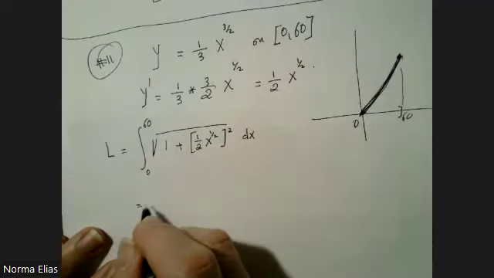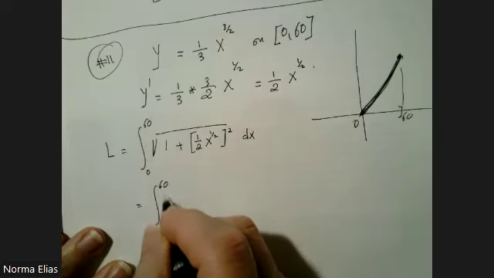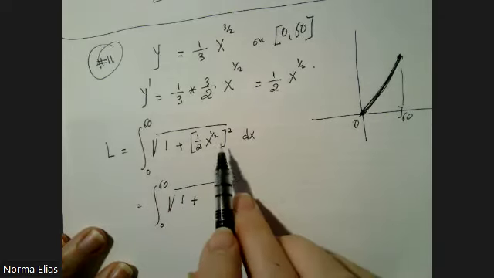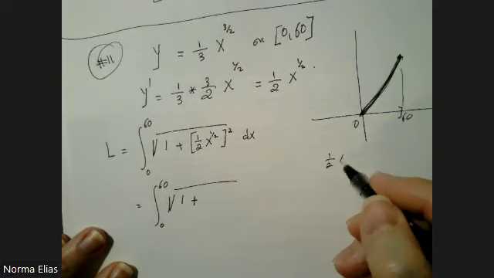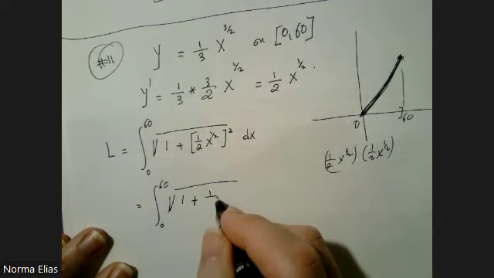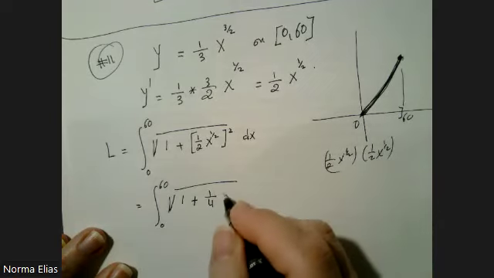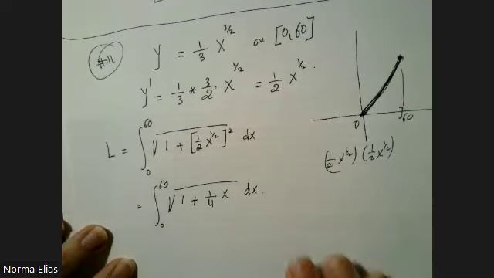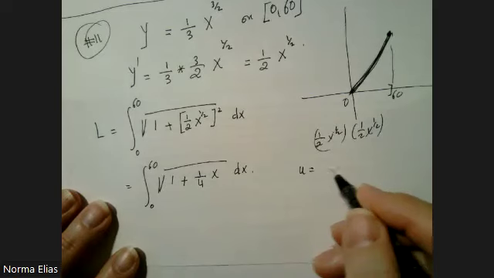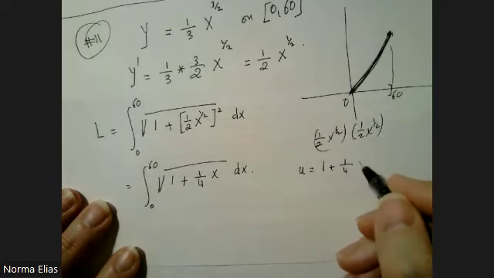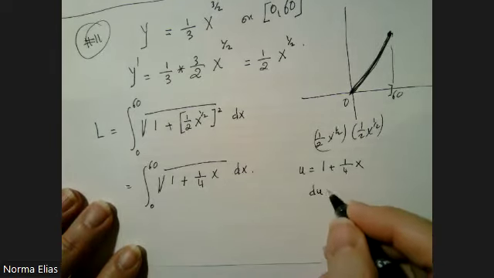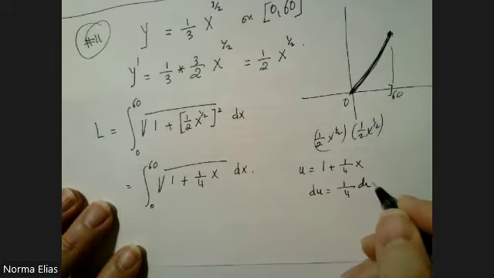So this gives me the integral from 0 to 60 of 1 plus (1/2 x to the power 1/2) squared. You multiply it by itself, you get 1/4, and x to the 1/2 times x to the 1/2 is x. So it's very similar to the one I did yesterday. So my u, because as I said, those integrals are very hard, so the number of problems is quite limited. du is 1/4 dx.